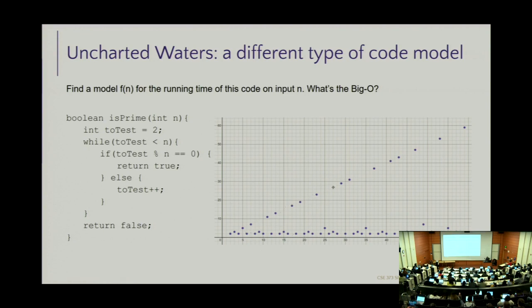And each one of these dots here, that's when I had to loop all the way through numbers to determine that something is prime. I can only determine something's prime by a process of elimination, which is very expensive. And so that's how we get this really wonky type of runtime graph.